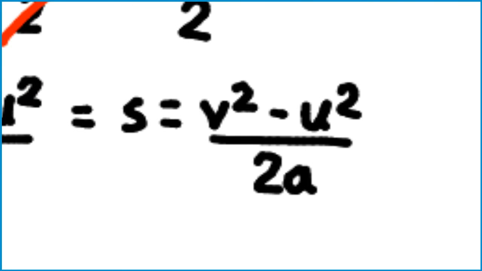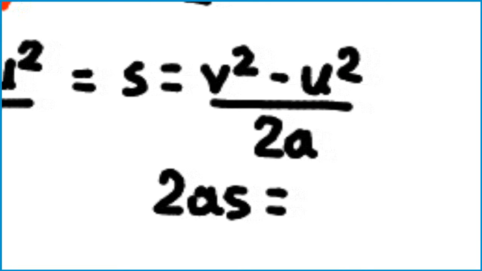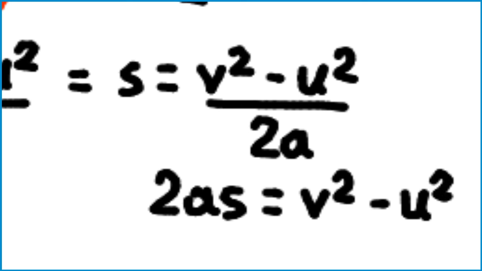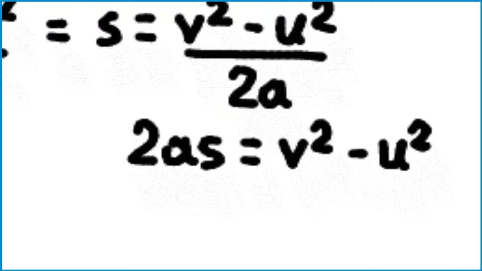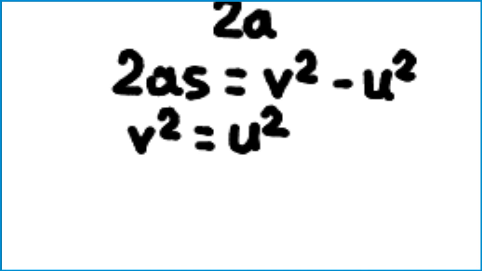Now it's a good way to understand why we say this. Let's cross-multiply here. So we have 2aS, which is equal to v square minus u square. So what is the main purpose here? Let's reverse the sign. Here is a negative, let's reverse it to positive. Here we can say v square is equal to u square plus 2aS.